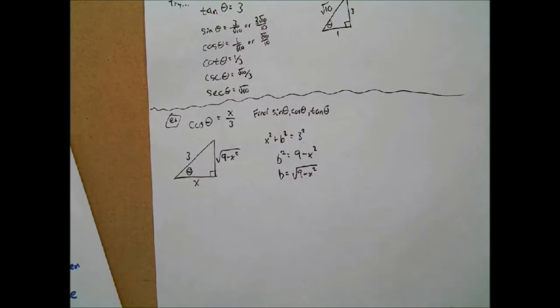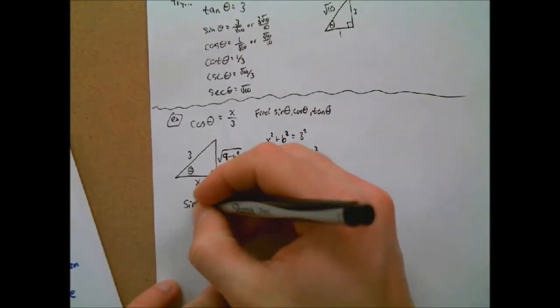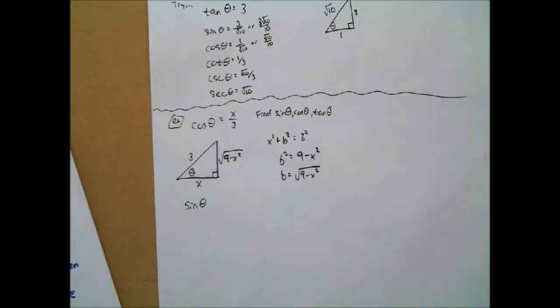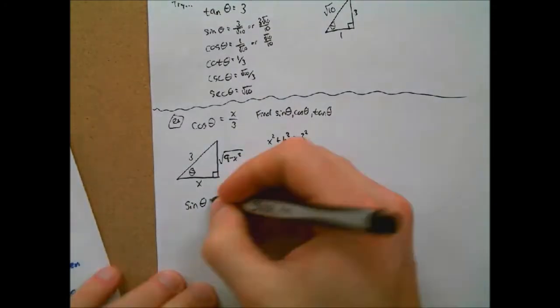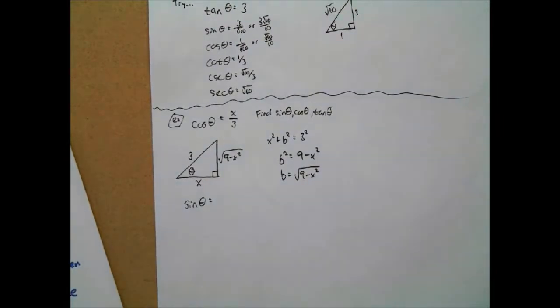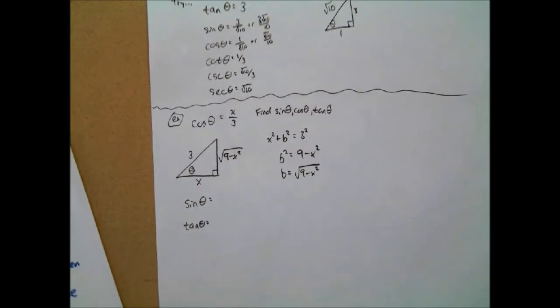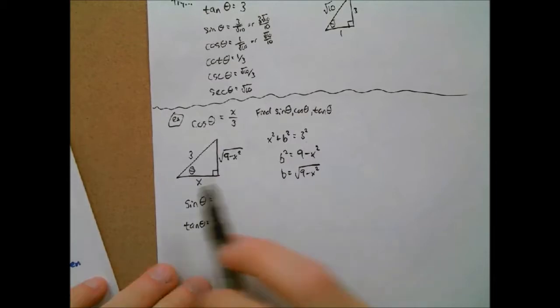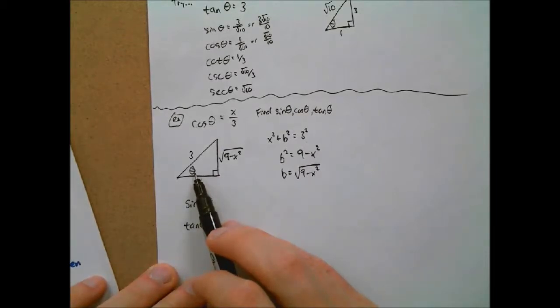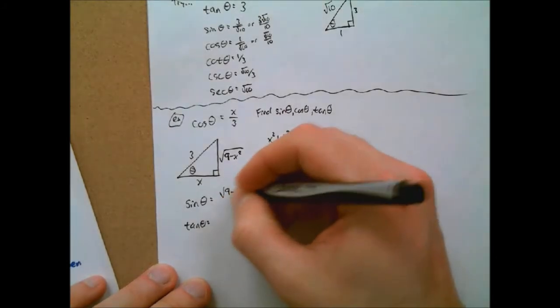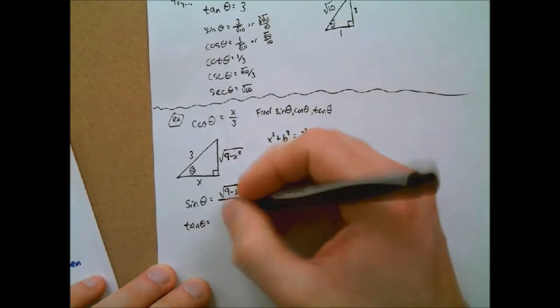Okay. So with this being said then, what is the sine of theta going to be? What's that ratio going to be? What over what? Or what will tangent of theta be? Well, according to SOHCAHTOA, sine is what over what? Opposite over hypotenuse. What's opposite of theta? Yeah, root 9 minus x squared over the hypotenuse of 3.